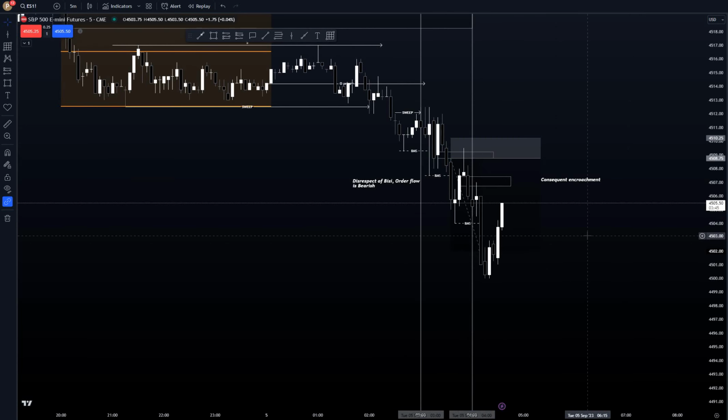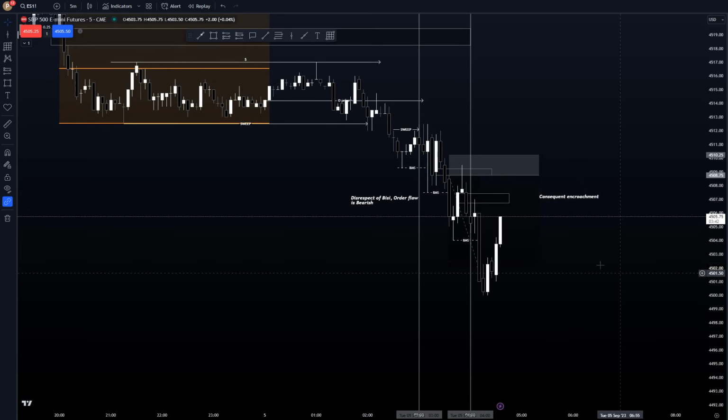But this was how my trade went this morning. It's about 4:36 a.m. in the morning right now. That's pretty much it.